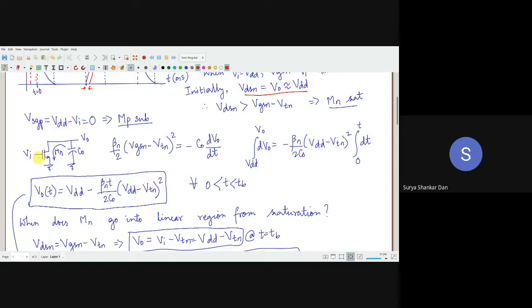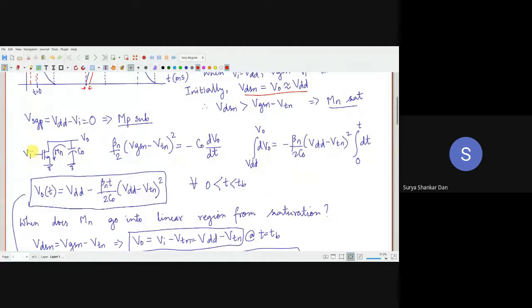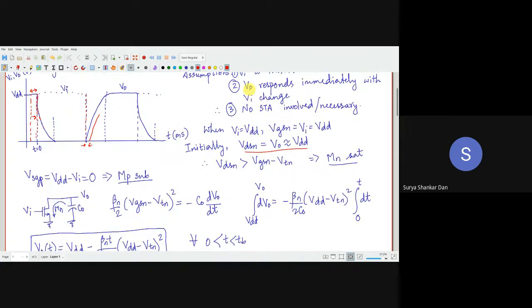Whereas what is the value of VGSN? VGSN is, as usual, Vi. Vi is VDD anyway, as we have seen over here. So Vi remains VDD throughout the transition. So VGSN minus VTN will be VDD minus VTN, and VDSN is VDD. Obviously VDD is greater than VDD minus VTN. It means that Mn is in saturation.